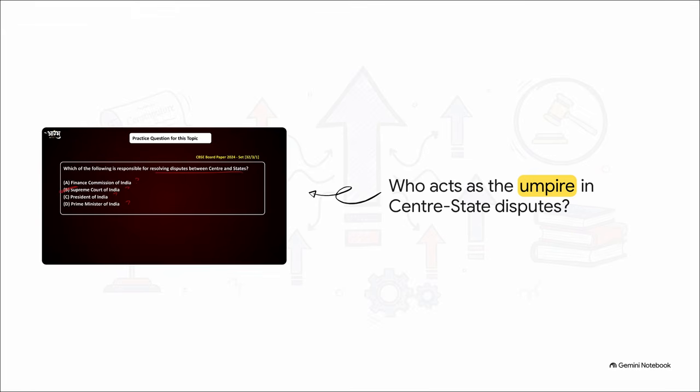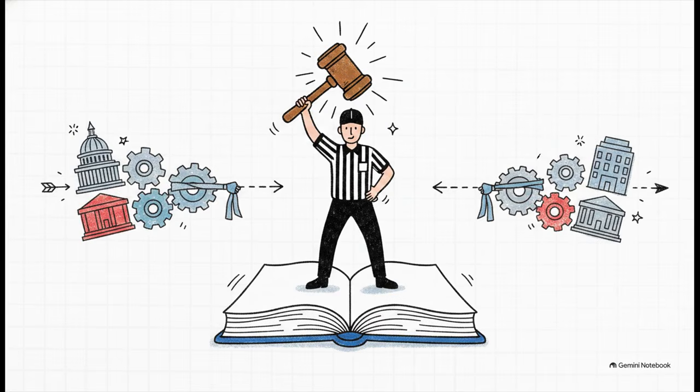Think back to our 7 key features. The answer, of course, is the Supreme Court of India. The highest court acts as the ultimate umpire. In any dispute about the division of powers, it's the judiciary that steps in to interpret the Constitution and make a binding decision. Without an independent, powerful judiciary to oversee and enforce the rules, this entire delicate power-sharing arrangement would just descend into total chaos. The umpire ensures everyone plays by the constitutional rulebook.